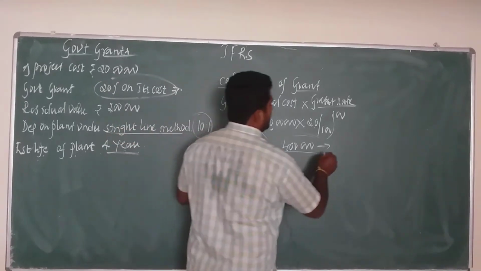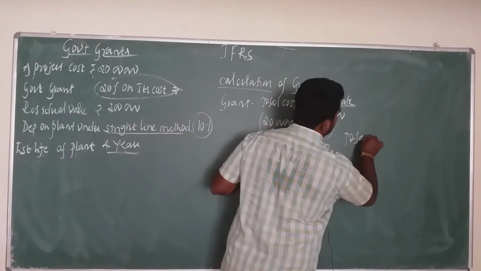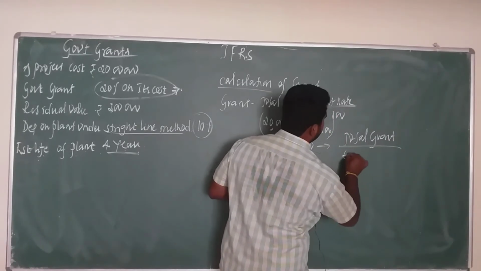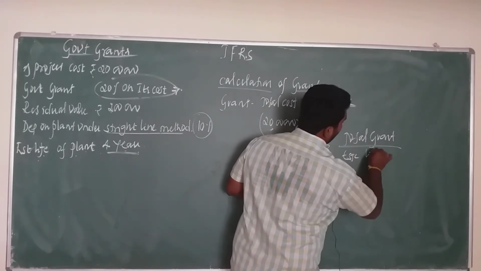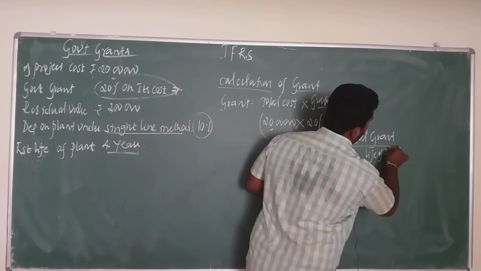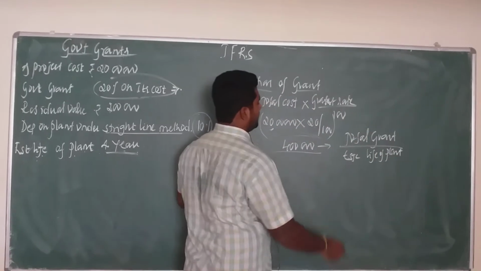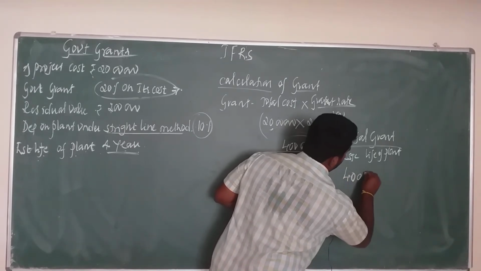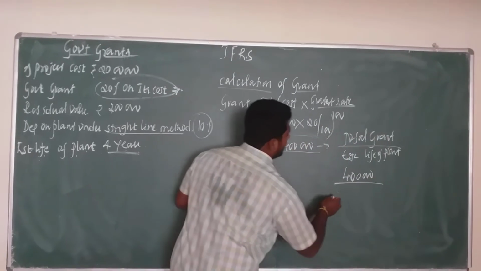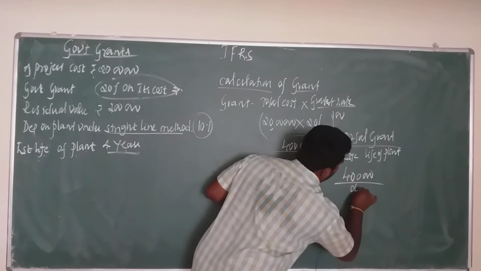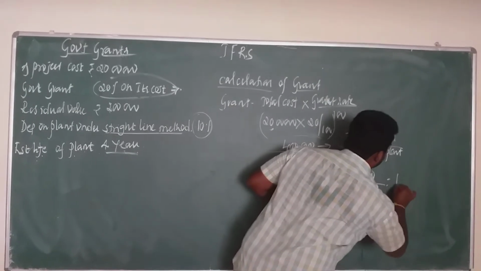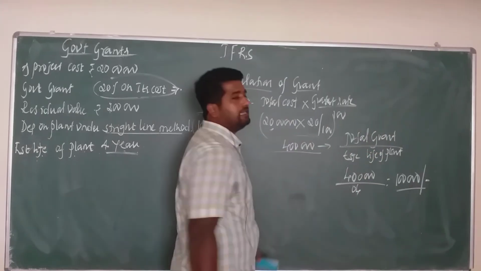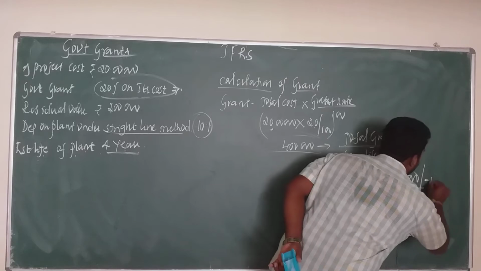Now here, total grant divided by estimated life of the plant or project. Now the total grant released is 4 lakhs, divided by number of years. How many years? 4 years. So per annum the grant released by the government is 1 lakh.